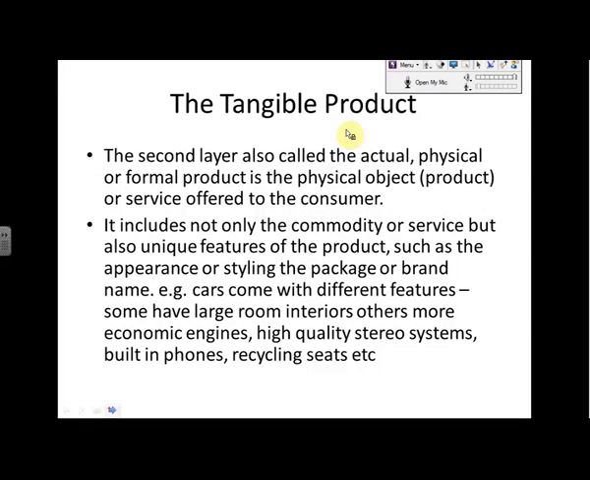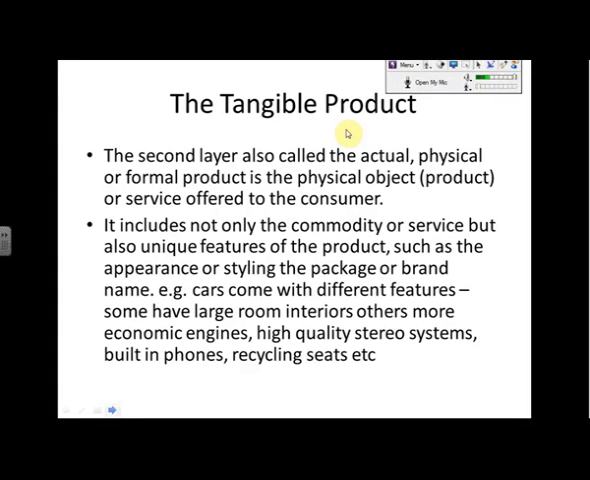The tangible product. The second layer, also called the actual physical or formal product, is the physical object, product, or service offered to the consumer. So this is the physical that you can touch. It includes not only the commodity or service, but also unique features of the product, such as the appearance or styling, the package or brand name.